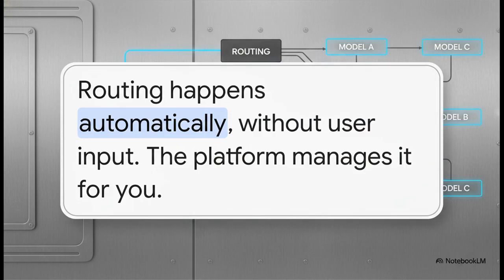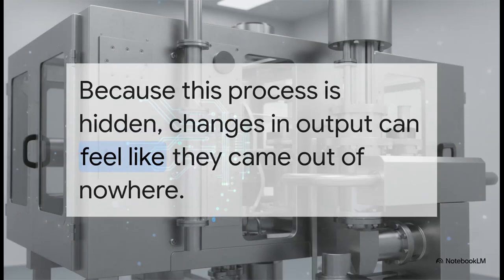And here's the key. You don't do anything to make this happen. You don't click a Route My Request button. The platform just does it for you, instantly and automatically. It's a core part of what makes these giant systems work at a global scale. And this brings us right back to our original mystery, doesn't it? Because this all happens behind the scenes, and you're not shown the decisions the router made, any change in the output can feel like it just came out of nowhere.